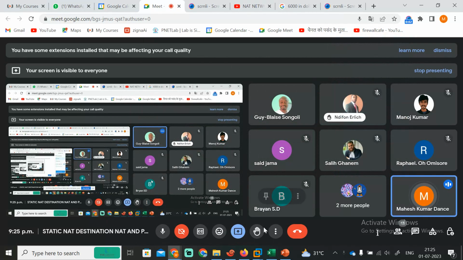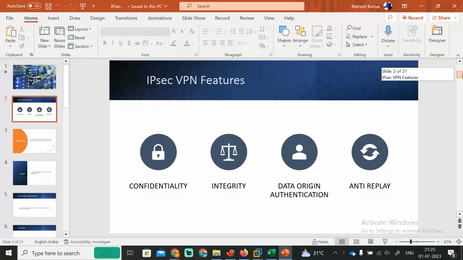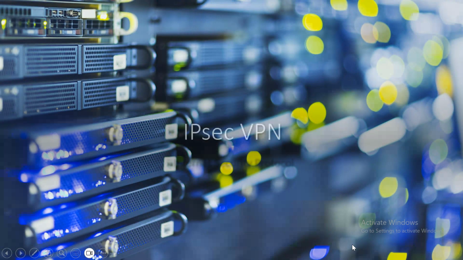Okay, so today we are going to cover IPsec VPN. Before going to the configuration, we just need to know what IPsec is, what IPsec actually does, and why IPsec is required.